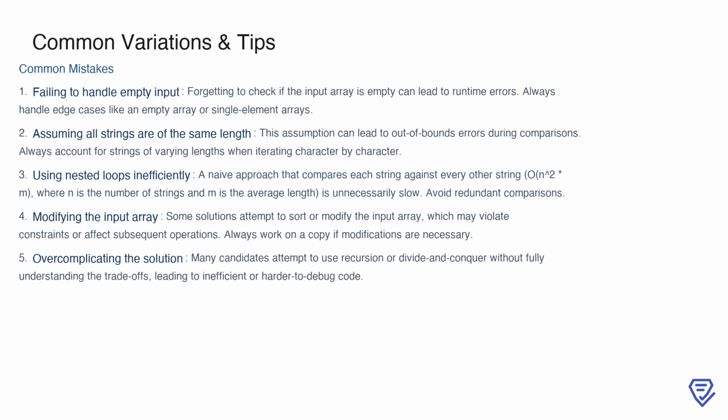A naive approach that compares each string with every other string can quickly become computationally expensive, especially if the input size is large. Fourth, modifying the input array directly can be problematic. For instance, sorting or altering the array might violate constraints or interfere with subsequent operations. If you need to make changes, always work on a copy instead. Lastly, overcomplicating the solution is a common issue. While techniques like recursion or divide and conquer can be powerful, they may introduce unnecessary complexity or inefficiency if not implemented with a clear understanding of their trade-offs.